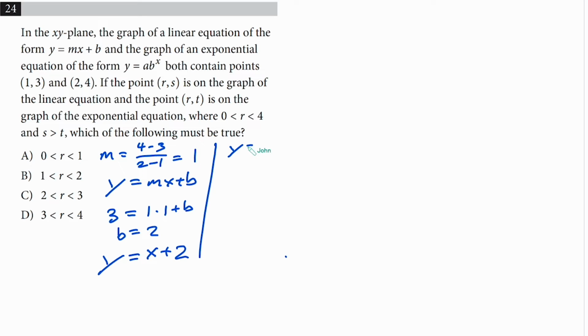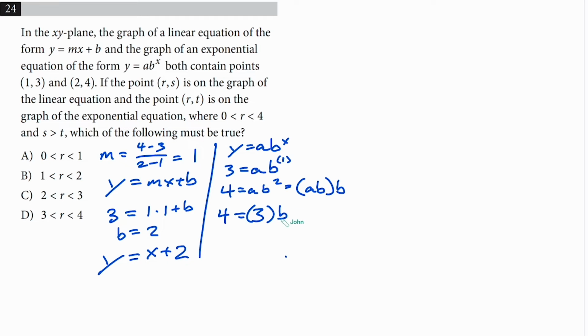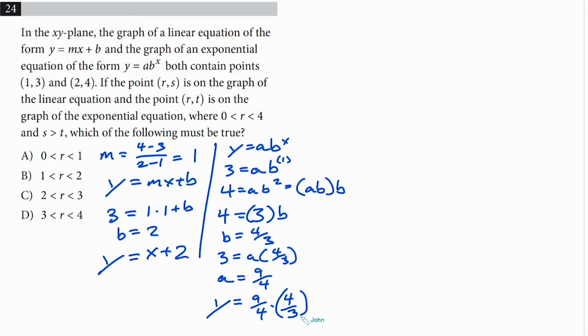For the exponential equation, we'll start with y is equal to a times b to the x, and again plug in our 2 points. That gives us 3 is equal to ab, and 4 is equal to ab squared. Notice that the second equation can be written as 4 is equal to ab times b, which allows us to make a substitution for b using the first equation. Then we get b is equal to 4 thirds. Plugging b into the first equation, we have that a is equal to 9 fourths. So the exponential equation is y is equal to 9 fourths times 4 thirds to the x.